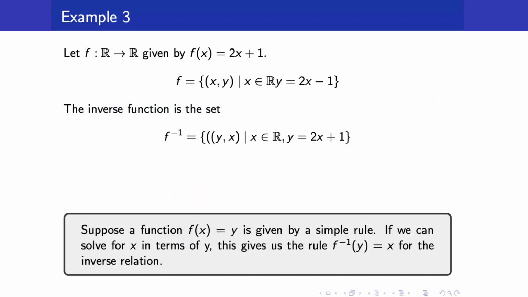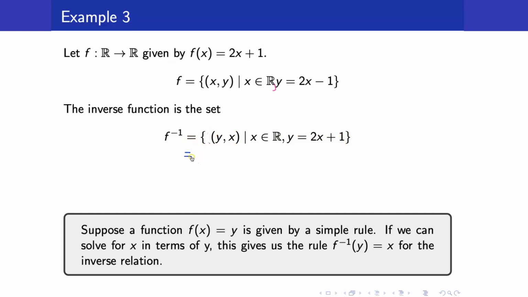Next, let us consider the following function. This is just the linear function f of x equals 2x plus 1. So as a set of ordered pairs, this is just the set of all x, y such that x is in R and y, the y coordinate, is equal to 2x plus 1. So therefore, the inverse function is the set of all y, x, such that x is in R, and of course we still have y equals 2x plus 1.